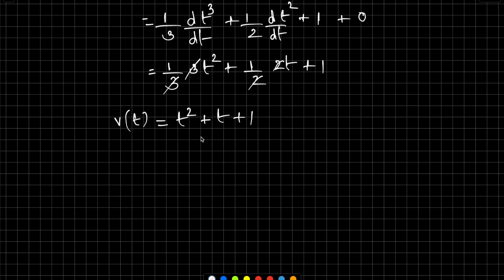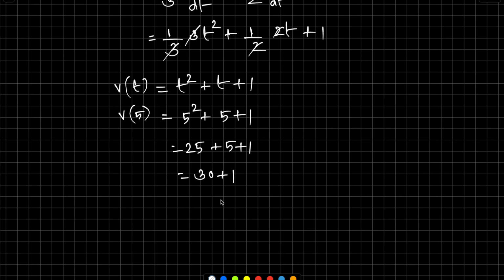The question is to find velocity at time t equals 5 seconds. So velocity at time t equals 5 seconds, replace t with 5, so 5 square plus 5 plus 1. So 25 plus 5 plus 1. So 30 plus 1, which is 31 meter per second. That means this object has a velocity of 31 meter per second when time t equals 5 seconds.